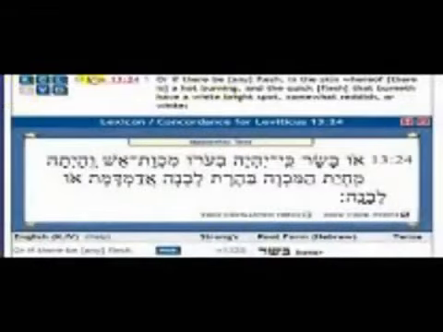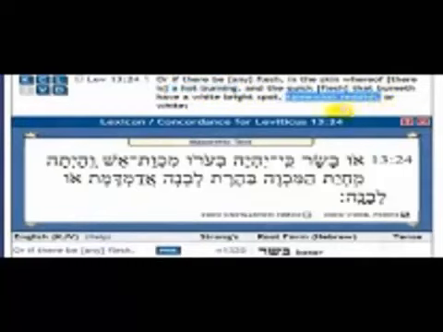And this is the book of Leviticus, the 13th chapter, and the 24th verse. I want to use this to also prove more about different textures or colors of the flesh. This is dealing with the plague of leprosy. It says, or if there be any flesh in the skin whereof there is a hot burning, and the quick flesh that burneth have a white bright spot, somewhat reddish or white. So here it says somewhat reddish.